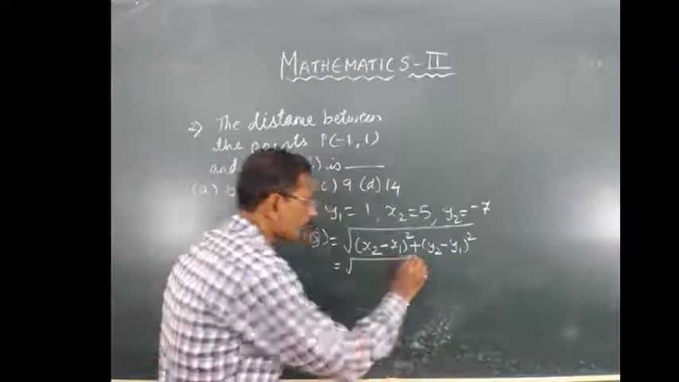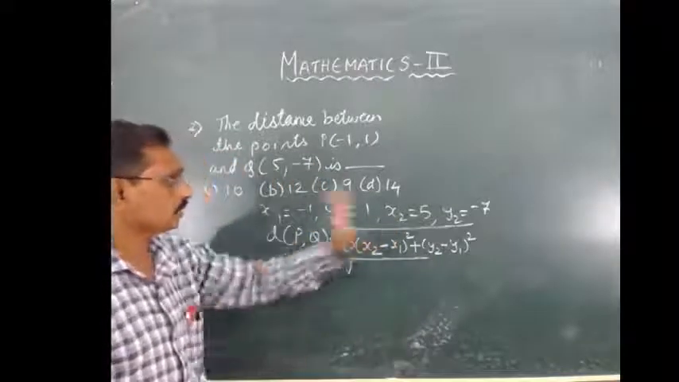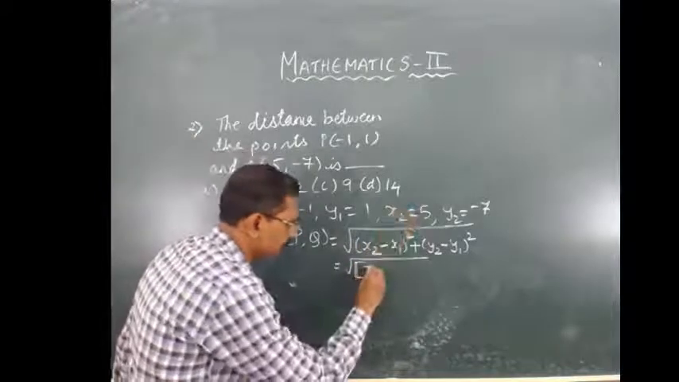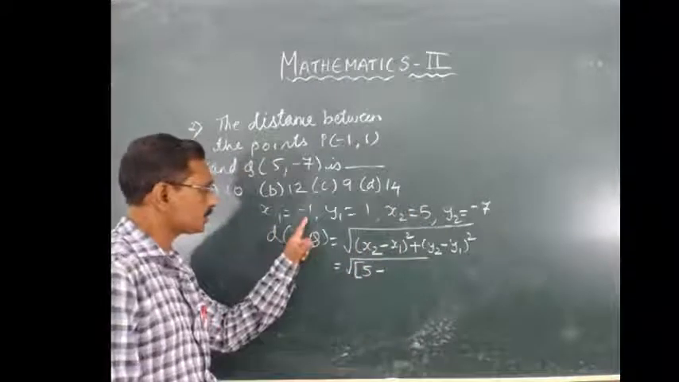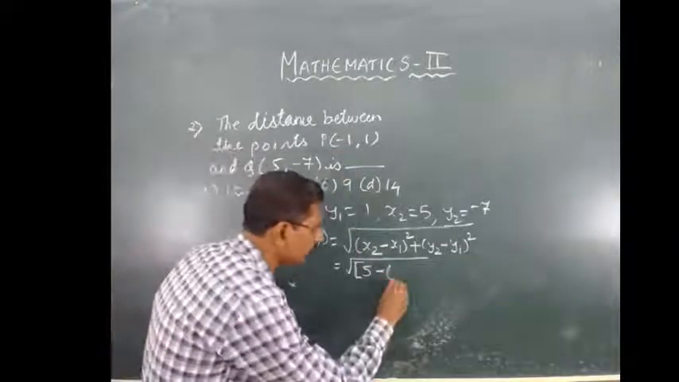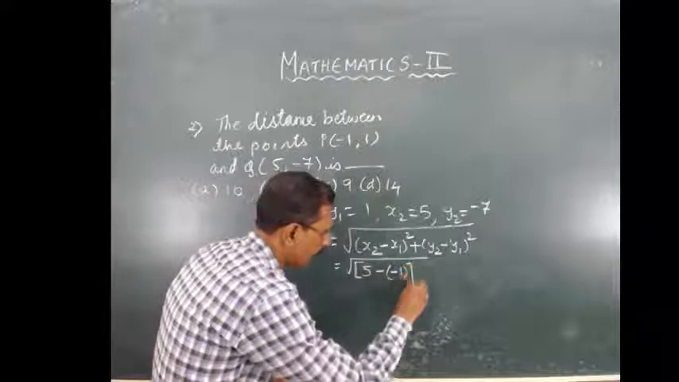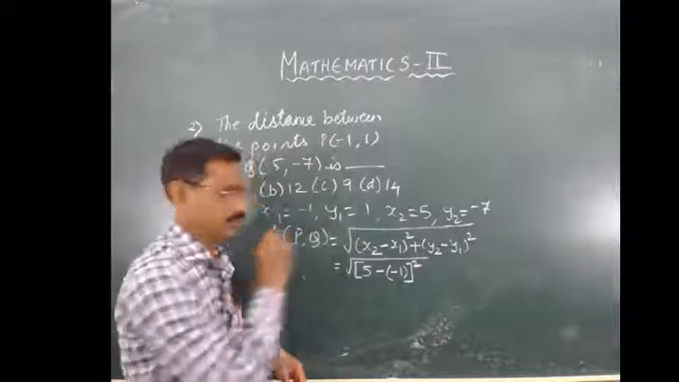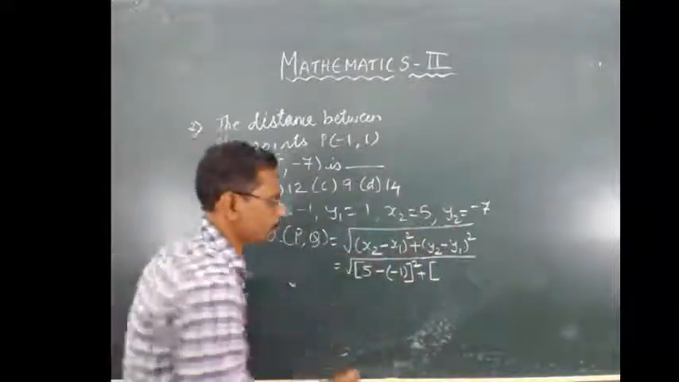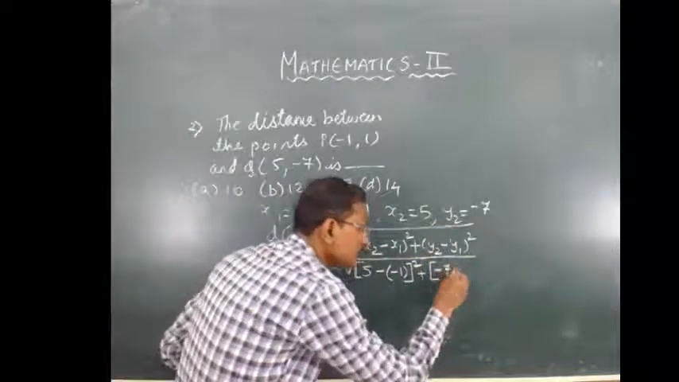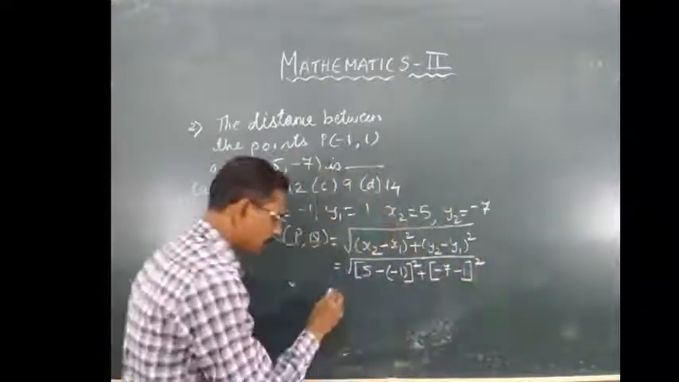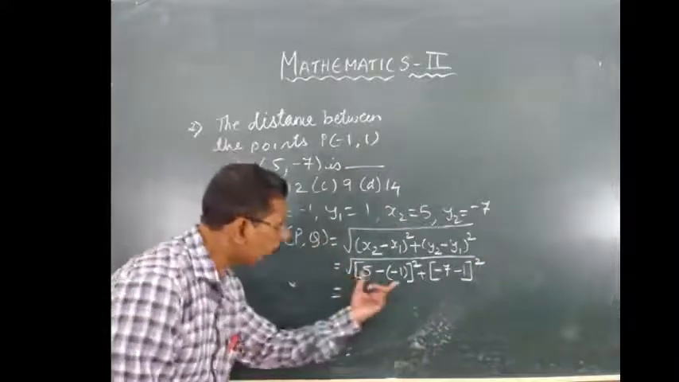Under root, what is x2? x2 is given to me. What is x1 given to me? So x2 is 5 minus, what is x1? Minus 1. So minus of minus 1, you have to be very careful to write. Okay? And the square of this. Plus, what is y2 given to me? Minus 7. This minus, what is y1? 1. A square. Right?